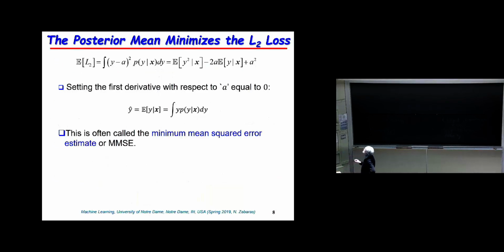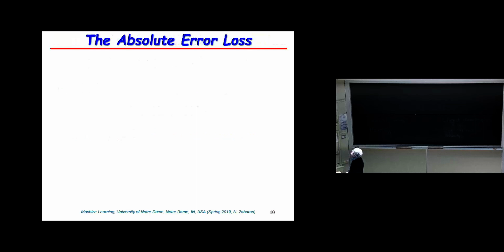We talked about the L2 loss, the most common loss, and the estimator is the posterior mean of Y. So when you see the posterior mean, it is always based on the L2 loss. I modified slightly the application of this to regression, so I'm going to show it to you.